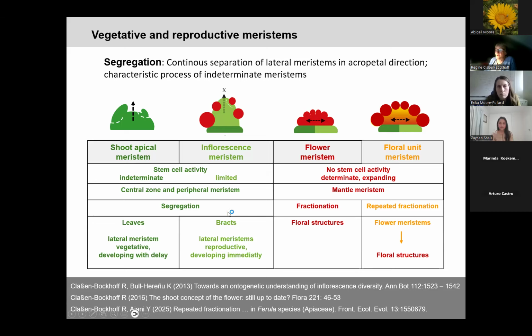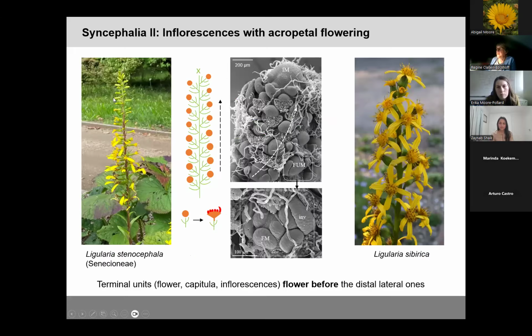Now we continue with Syncephalia formation on the inflorescence level. And our first example is Ligularia stenocephala, which has a terminal syncephalium composed of lateral capitula. A terminal unit is lacking, and the flowering sequence is acropetal.